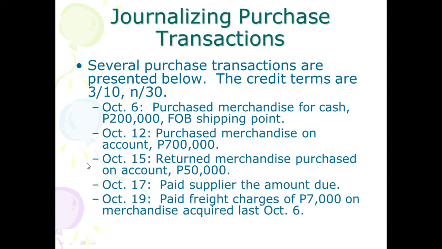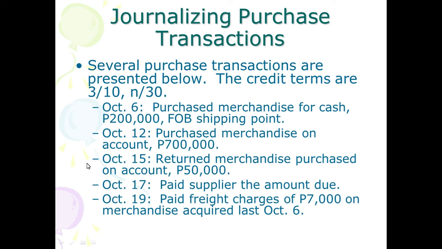Next, on October 12, you purchased merchandise on account, so debit purchases, credit accounts payable, 700,000. Then on October 15, you returned the merchandise purchased on account, perhaps because it was defective. So what is our debit? Accounts payable, 50,000. Credit, purchase returns and allowances, 50,000.